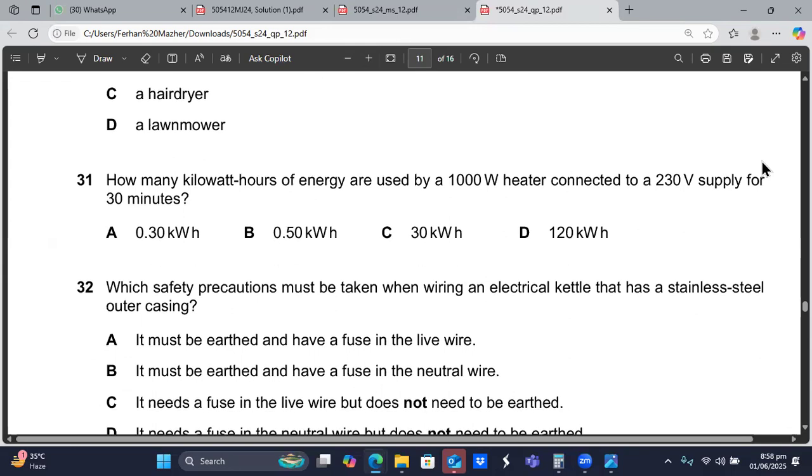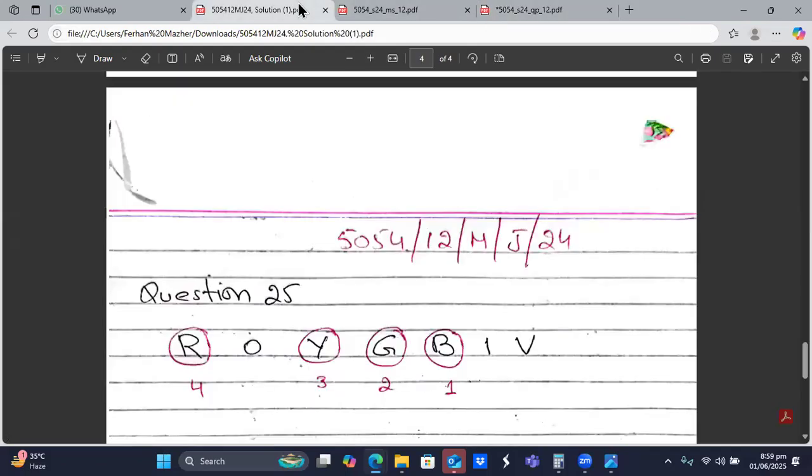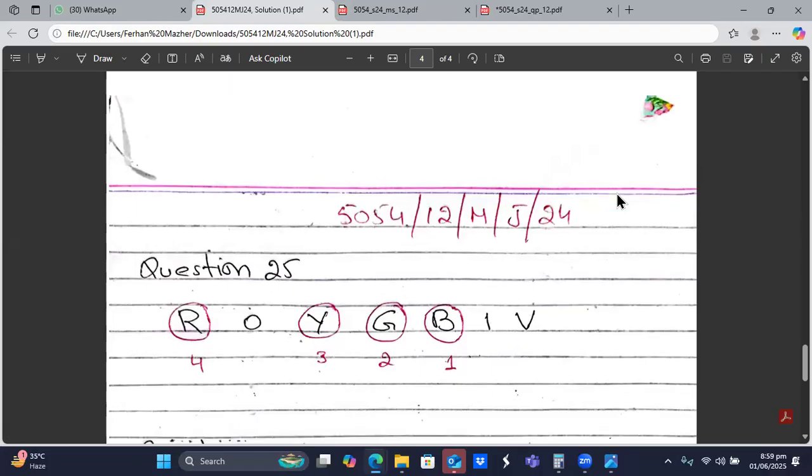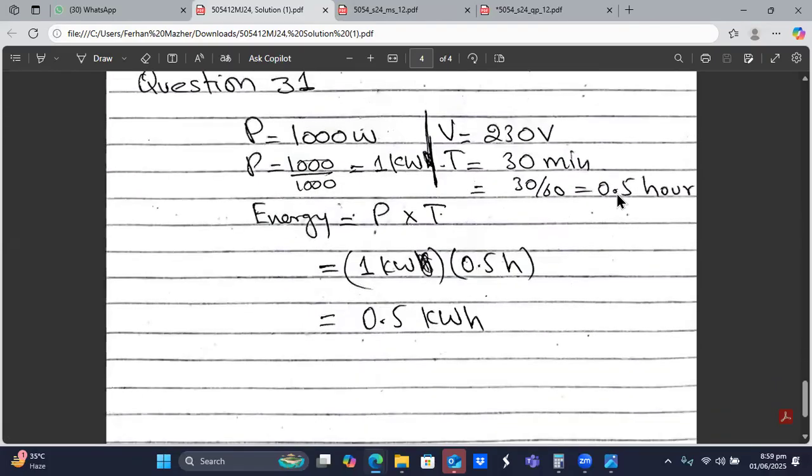Question number 31. He says, how many kilowatt hours of energy are used by a 1,000 watt water heater connected to a 230-volt supply for 30 minutes? Okay, so the power and the time. The power we know, the time we know, and the kilowatt. If you want the energy in kilowatt hours, that is power multiplied by time, but the power must be in kilowatts, and the time must be in hours. Okay, let me show you. I have done this on my screen. So here we go.